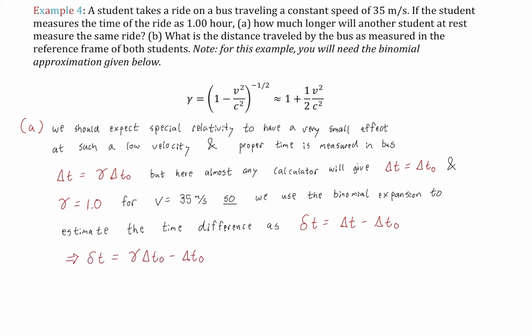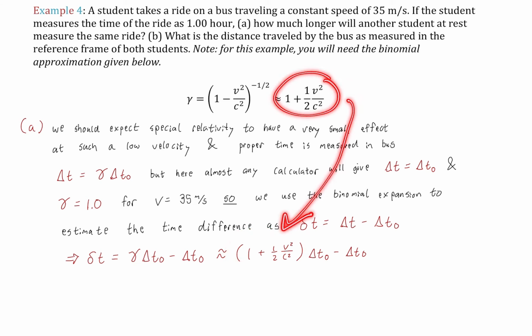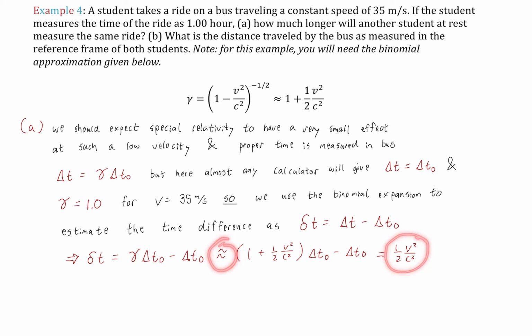Then we're just going to rewrite the delta t as gamma delta t naught, which allows us to factor out the delta t naught. Then we just have gamma minus 1. Once we've factored it out, we can rewrite that expression like this. At this point I've rewritten gamma with the binomial expansion. See what I've done there. Now I'm going to distribute in the delta t naught, which cancels out, and we're left with this nice approximation, because it is still an approximation, that the difference between the elapsed times is just 1/2 v squared over c squared.